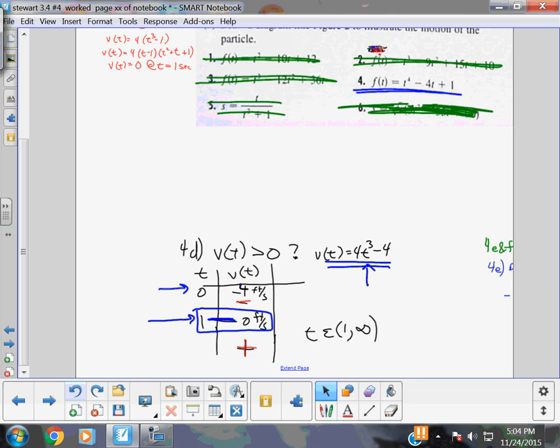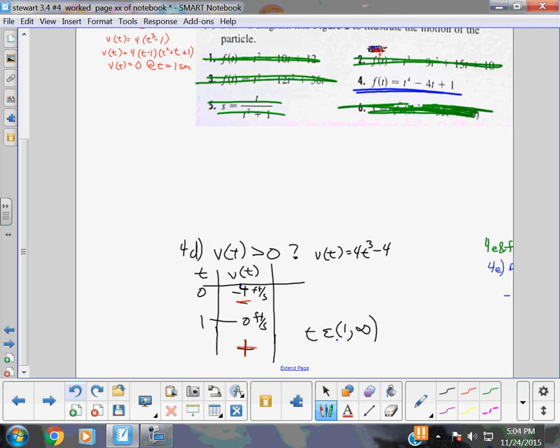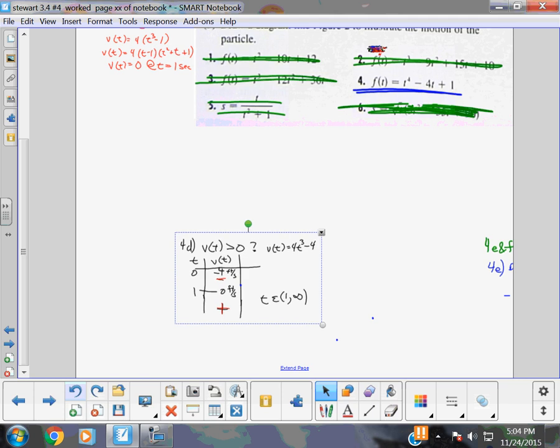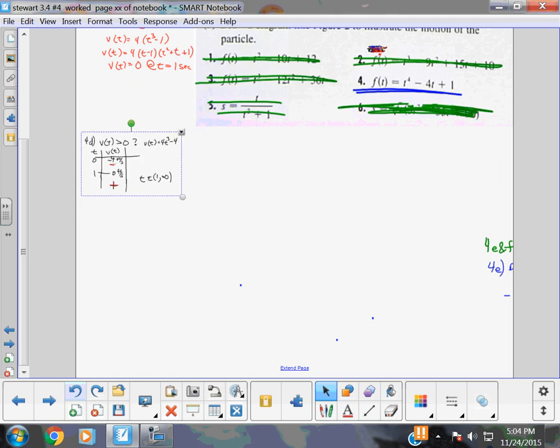And I know then that for the function v of t, which is 4t cubed minus 4, the places where it is greater than 0, when it's moving the particle forward, starts at 1 and goes to positive infinity. So there's my interval. And again, we should all recognize interval notation at this point in calculus. And if you don't, there's other videos for that.